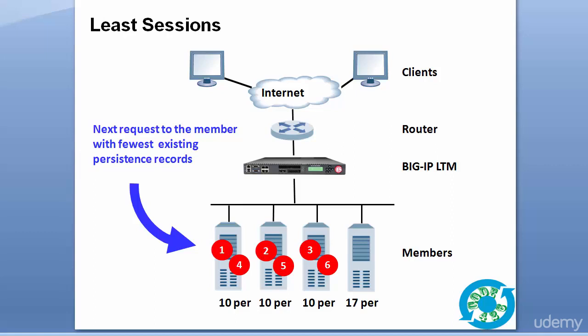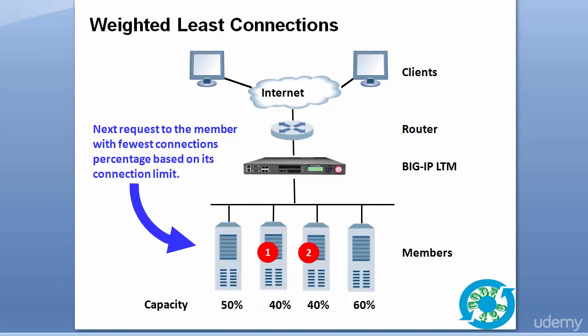Least sessions distributes new connections to members based on current persistence records or sessions associated with that member. Least sessions is appropriate when sessions are long-lived. Weighted least connections requires that each member or node have a non-zero connection limit assigned. Traffic is distributed to the member that has the lowest ratio of connections. The ratio is current sessions divided by maximum allowed sessions.